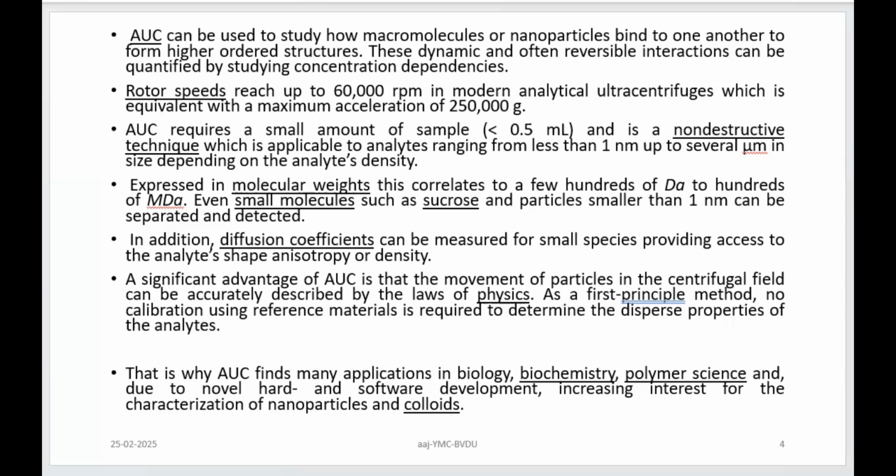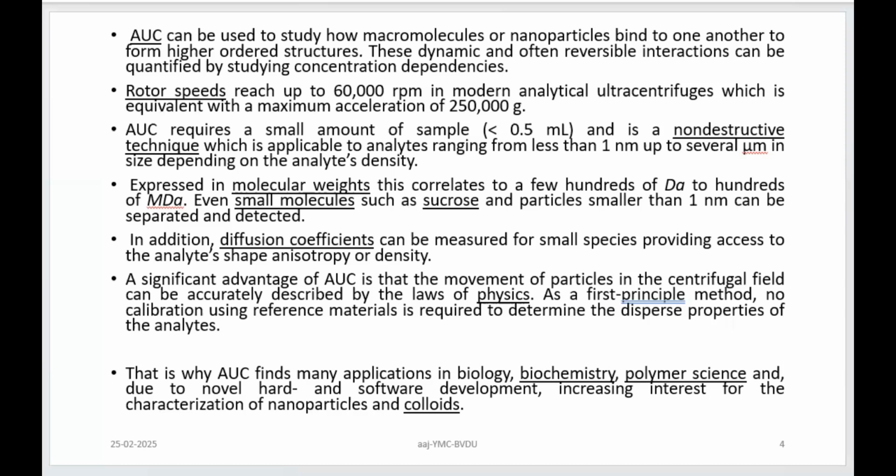So the diffusion coefficient is important, and yes, it can be measured for every analyte under study based on the shape and the density of the analyte. So all this characterization is done when centrifugation is going on. There is a window attached to the instrument, and that instrument will be continuously analyzing the sedimenting particle.